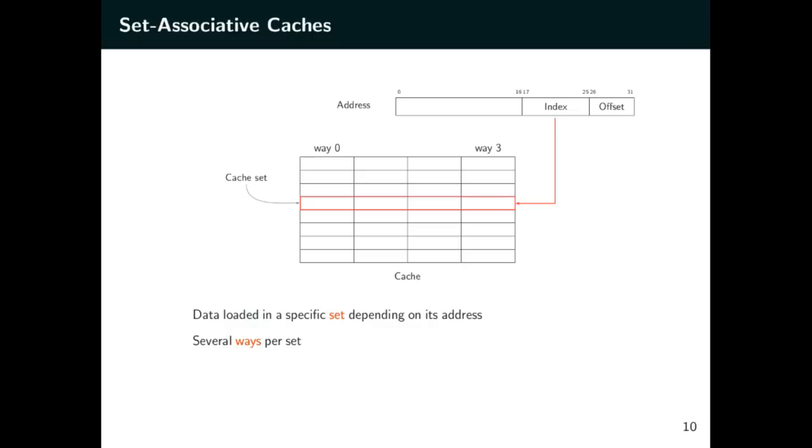So this is one way. Here we have 4 ways. And a cache line is loaded in a specific way depending on the replacement policy of the CPU, because usually when the CPU loads a cache line into the cache, it has to evict a previous line to make some room for the new cache line. So the cache line is here, for example, and this is the smallest unit we're going to talk about.